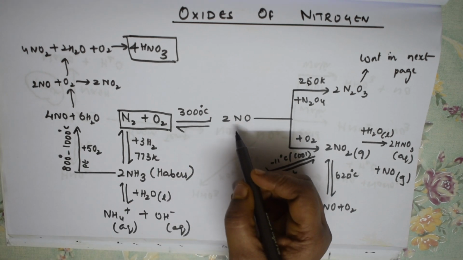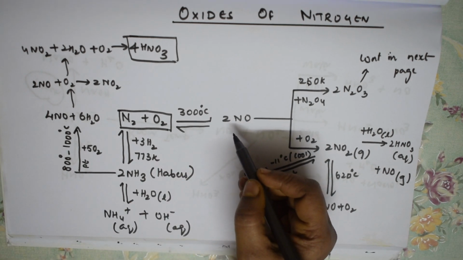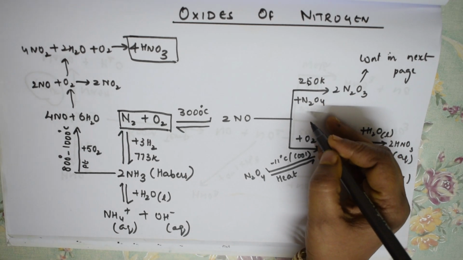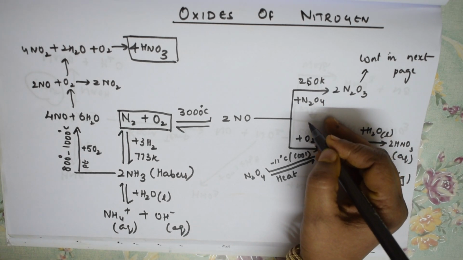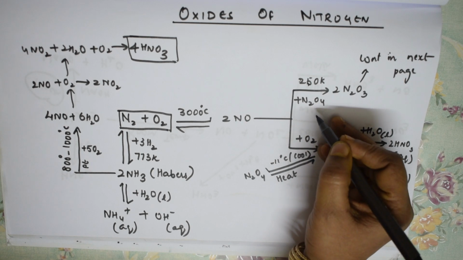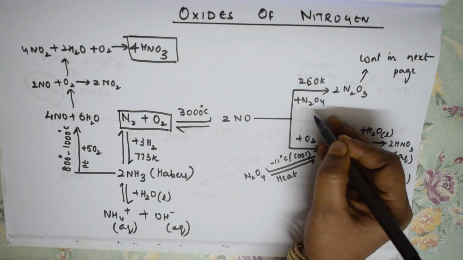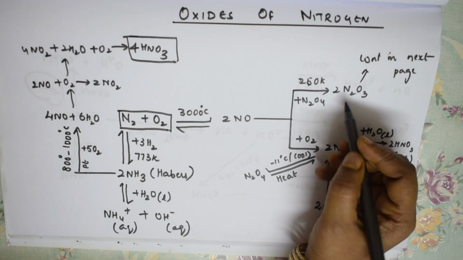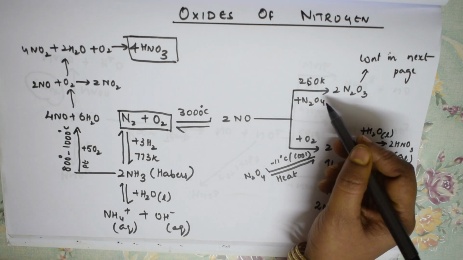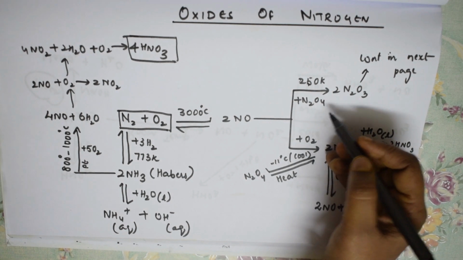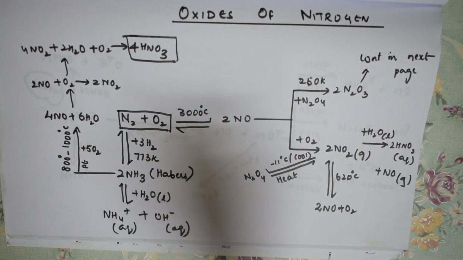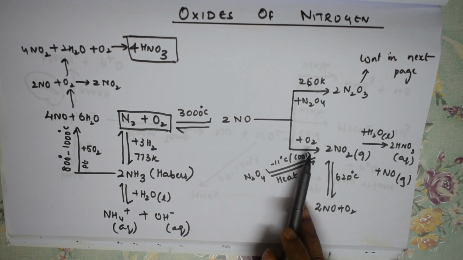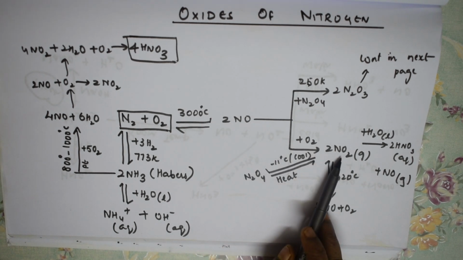Now just check. The important thing is, when you treat nitric oxide at 250 Kelvin with N2O4, which is nothing but the dimer of NO2, you are going to get nitrogen trioxide. Just check, students. I'll be doing the mechanisms also in the next video. Inorganic reaction mechanisms will be done by me in the next video. Please watch the next video also. Next, when I treat NO with oxygen, I'll be getting nitrogen dioxide.